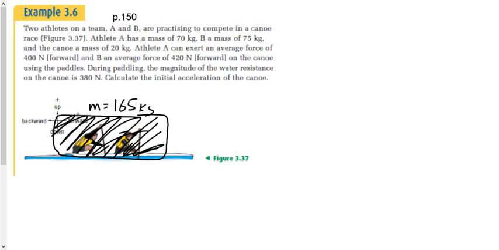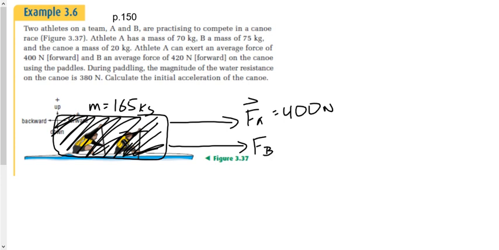Athlete A can exert a force of 400 newtons forward. We're going to say FA is 400 newtons forward. B is 420 forward. Notice I draw that a little bit longer there.